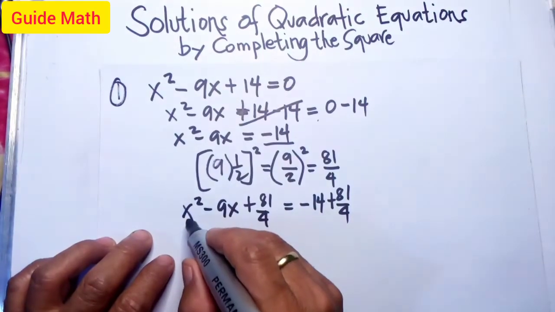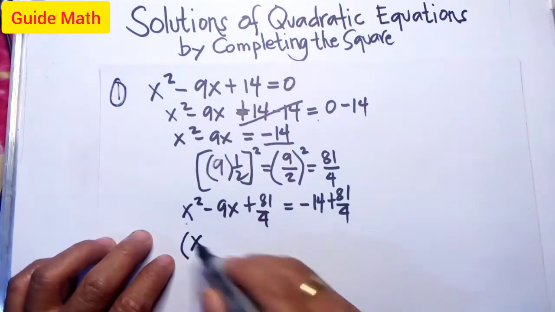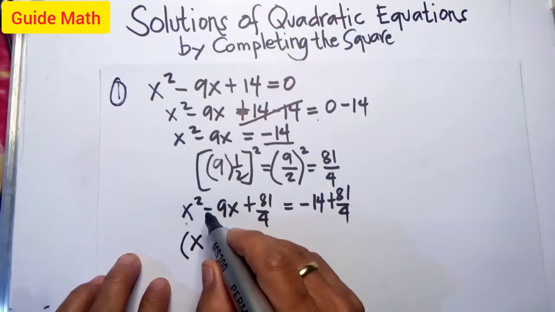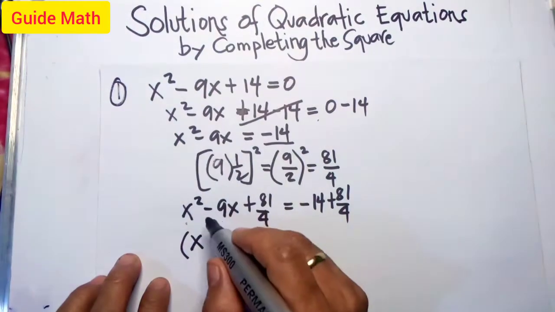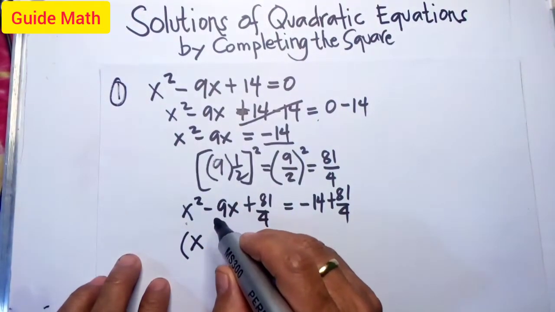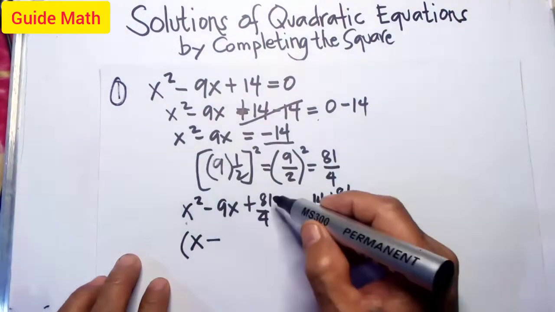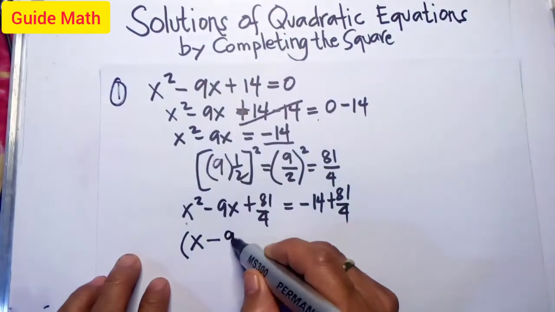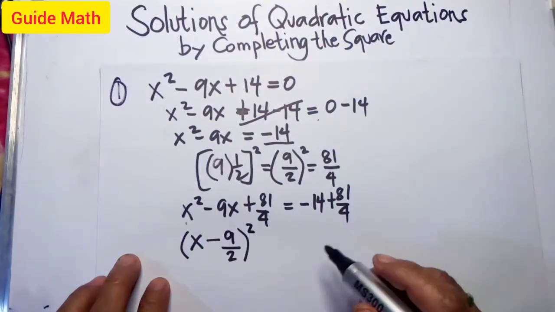So therefore, we simply copy. Open parenthesis, that is x. Then the sign: what will be the sign of the numerical coefficient of the linear term, which is negative. Then the square root of 81 is 9 over the square root of 4 is 2. Then we have to square that.